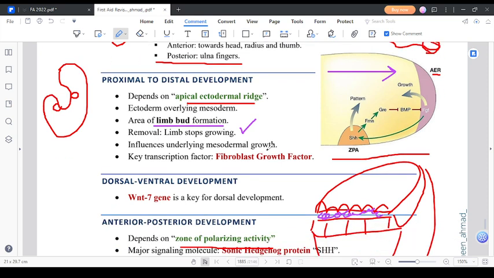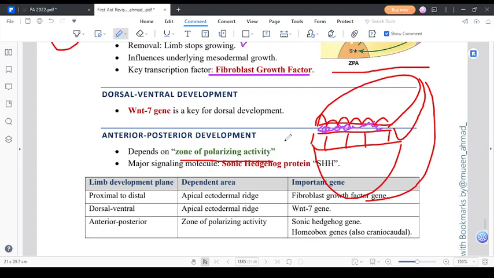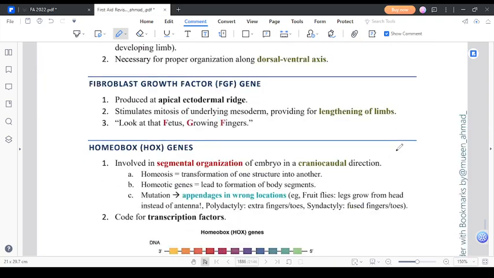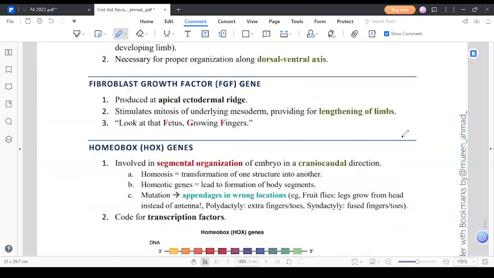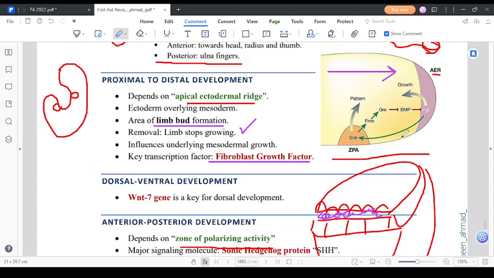It influences the underlying mesodermal growth. The key factor is fibroblast growth factor. So in the AER, the key factor is fibroblast growth factor, which is symbolized over here. It is drawn within the picture. If you can see, FGF is written over here.